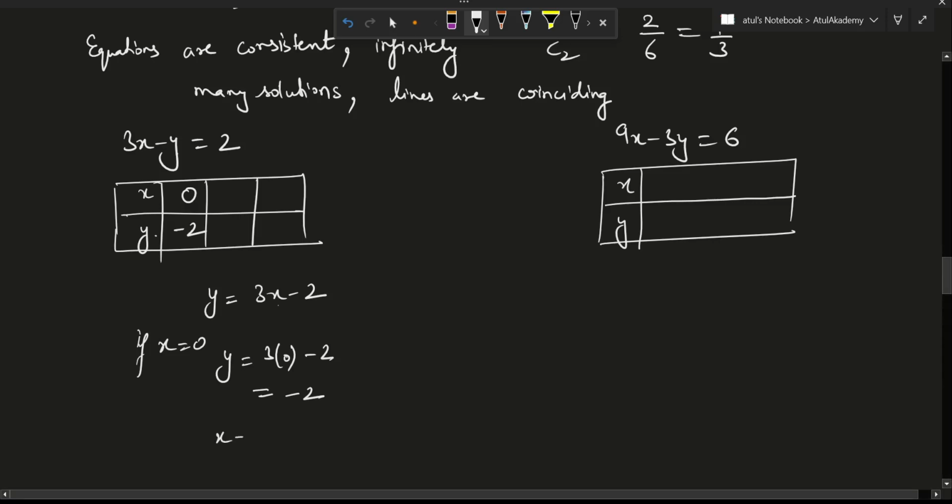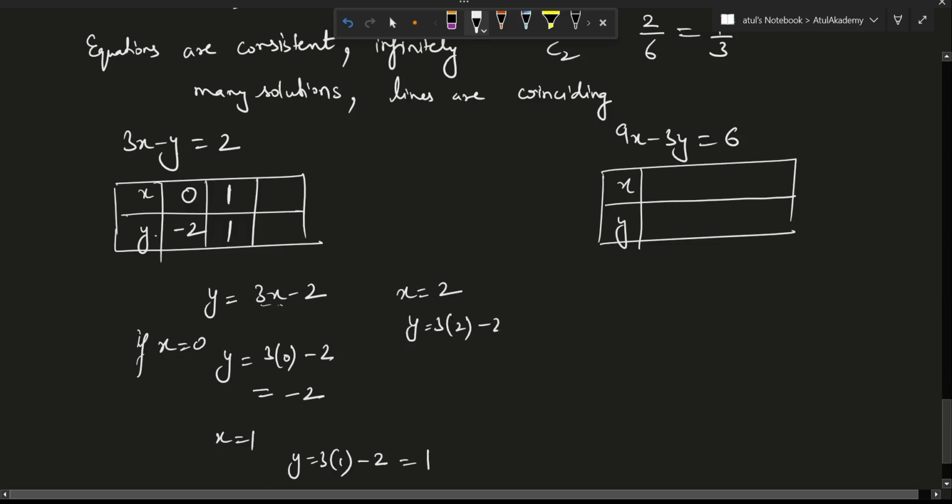When I put x equals 1, y will be 3 into 1 minus 2, so 3 minus 2 is 1. You can take further values also if you want, but two values are enough to plot the graph. Sometimes you need one or more value. So when I put x as 2, what will be y? 3 into 2 minus 2, which is 6 minus 2, 4. So x is 2, y is 4. I hope this is correct.